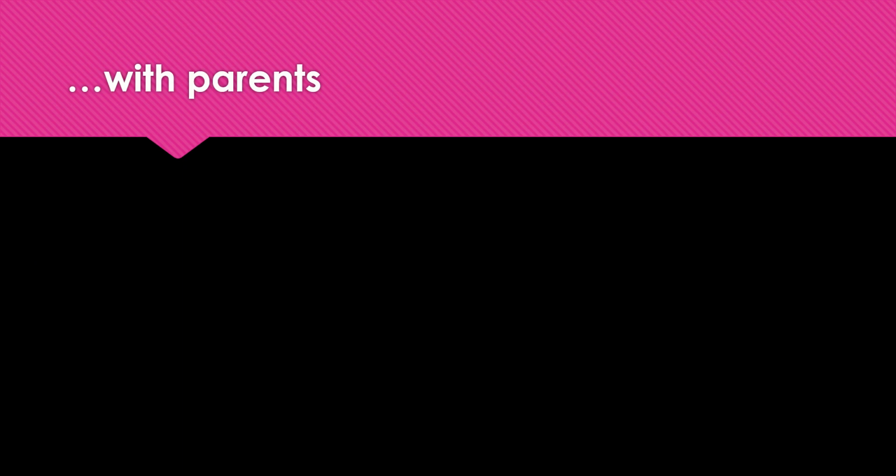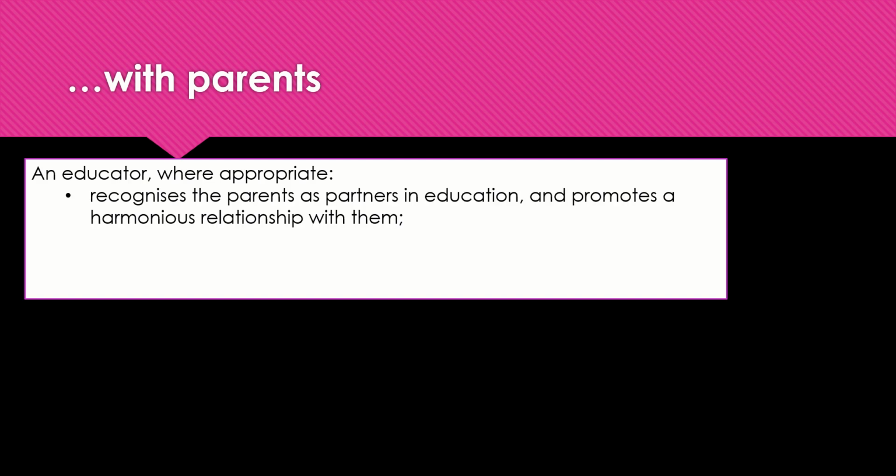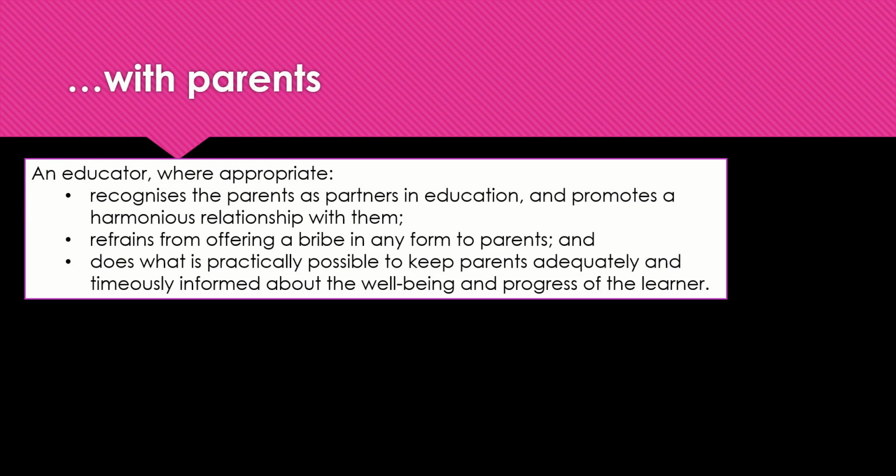The next two parts relate to how educators relate with parents and community. With parents, an educator, where appropriate, recognizes parents as partners in education and promotes a harmonious relationship with them, refrains from offering a bribe to any form of parents, and does what is practically possible to keep parents or caregivers adequately and timeously informed about the well-being and progress of the learner.